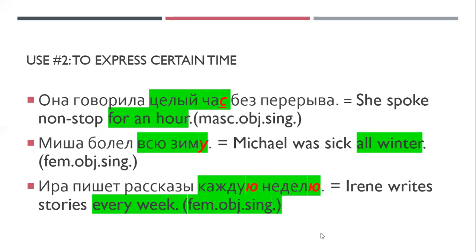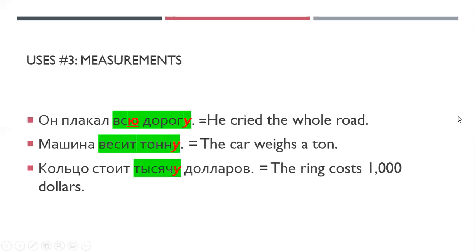And let's see my slide. Okay. Use three is in measurements. Use three of the accusative. Он плакал всю дорогу. He cried the whole way, the whole road. Машина весит тонну. The car weighs a ton. Кольцо стоит тысячу долларов. Usually it is тысяча, but because 1000 is an accusative, as a measurement, it becomes тысячу.